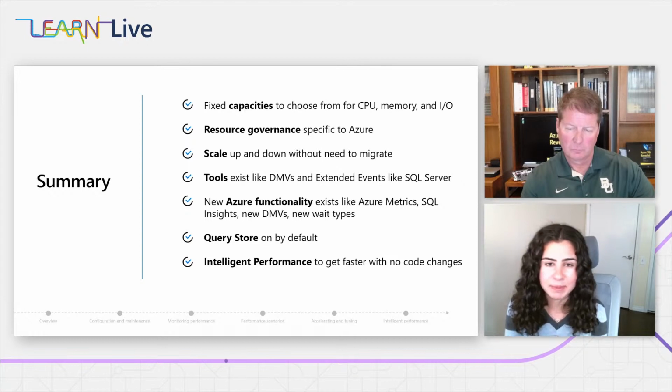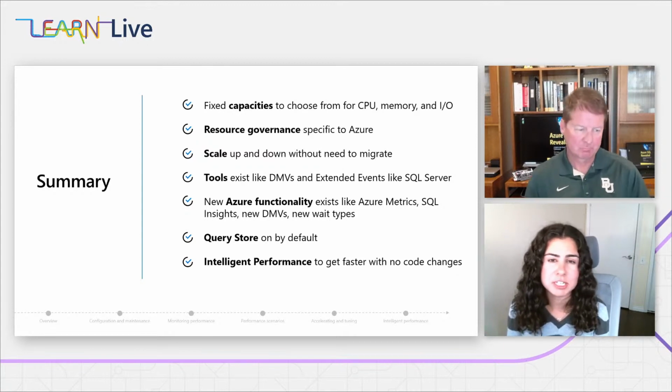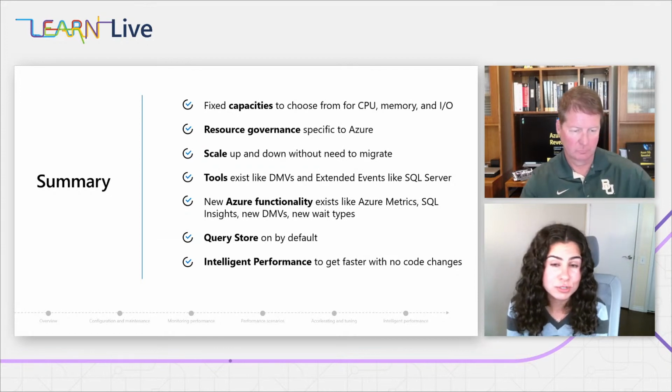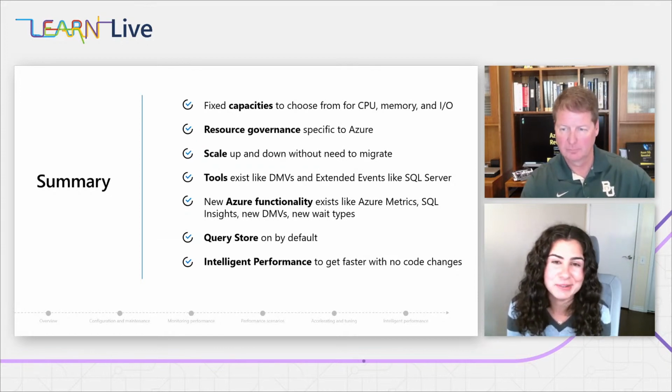We talked about the capabilities. So we talked about the different capacities of CPU, memory, and I/O you get from scaling up or down, or from your different deployment options. We talked about resource governance, and you even showed us a new demo, which we're going to work on adding to our series on log governance.